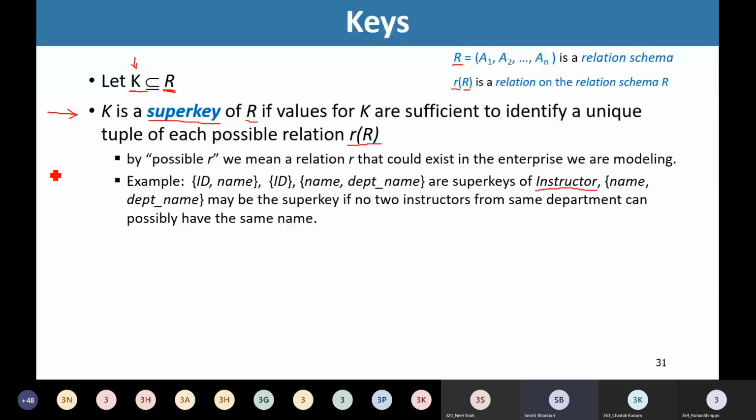So here we are referring to our instructor relation. What are the attributes of my instructor relation? In my instructor relation, I have the attribute ID of the instructor. We have the name of the instructor, right? Then the third attribute in the instructor relation is the salary of the instructor, right? And the fourth attribute in our relation instructor is the department name. Is that correct? Yes.